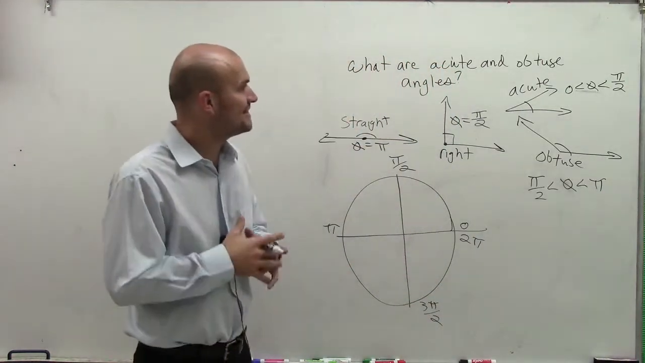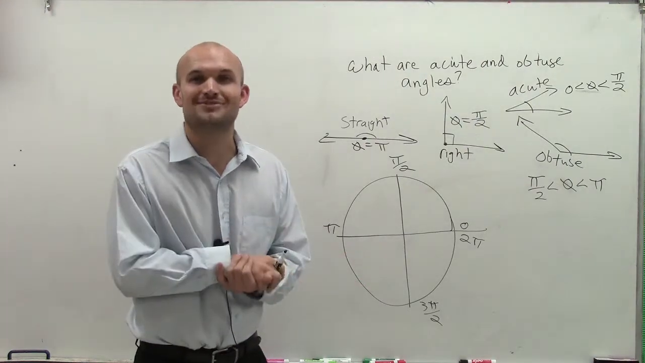So there you go, ladies and gentlemen. That's how you can define acute and obtuse angles in radians. Thanks.